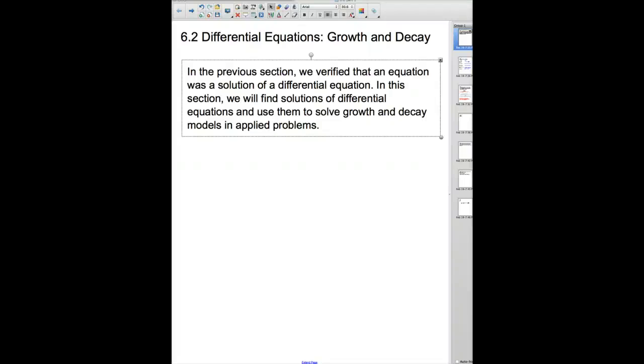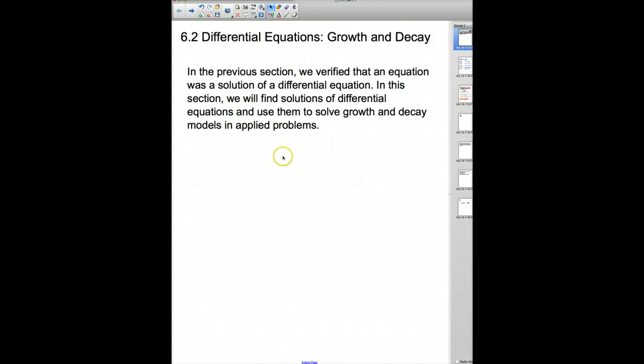Chapter 6, Section 2, Differential Equations, Growth and Decay. In the previous section, we verified that an equation was a solution of a differential equation. In this section, we will find the solutions of differential equations and then use them to solve growth and decay models in applied problems. Yes, real-life word problems.